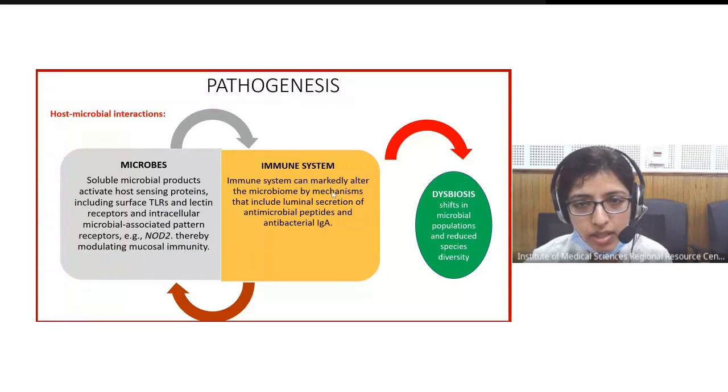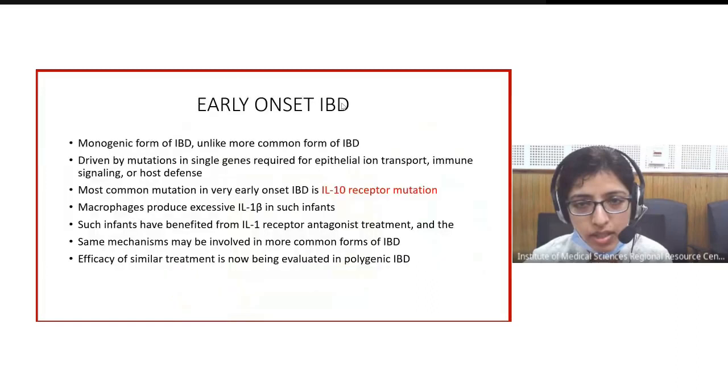Similarly, our immune system can also alter the microbiome by mechanisms like luminal secretion of antimicrobial peptides and antibacterial immunoglobulin A. So this is how they keep interacting, and this interaction may evolve to result in dysbiosis. Dysbiosis means there's a shift in the microbial populations and reduced species diversity, and this has an influence on the pathogenesis. It results in inflammatory bowel disease.